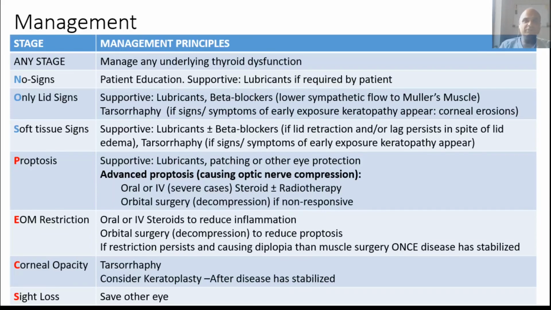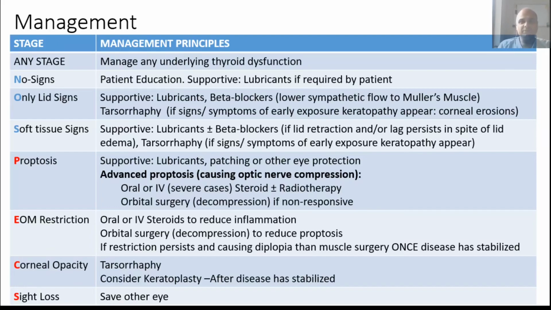Once you start getting soft tissue signs, those would be lid edema and conjunctival edema. Again, we are doing what we did for the previous stage, lubricants, beta blockers, and tarsorrhaphy, just to minimize exposure, basically. At this point in time, you might also want to reduce sodium intake and elevate the head end of the patient so as to relieve and reduce edema as much as possible.